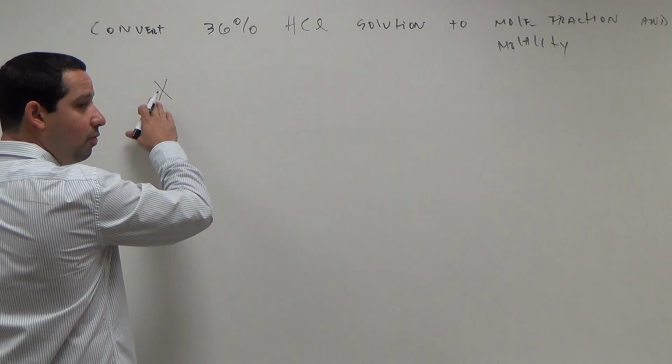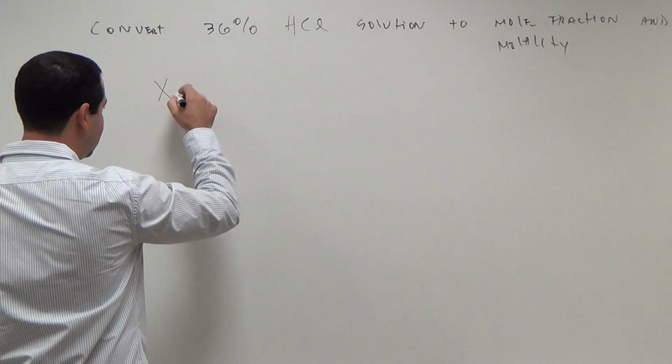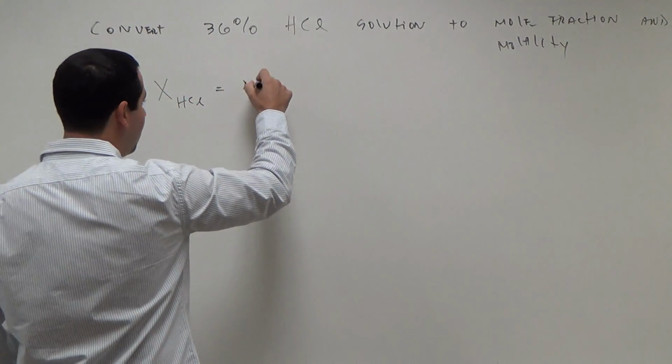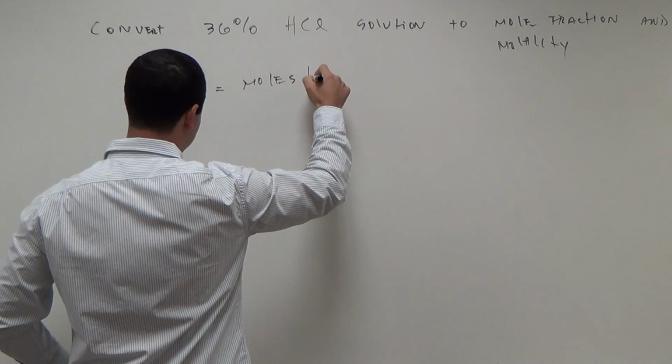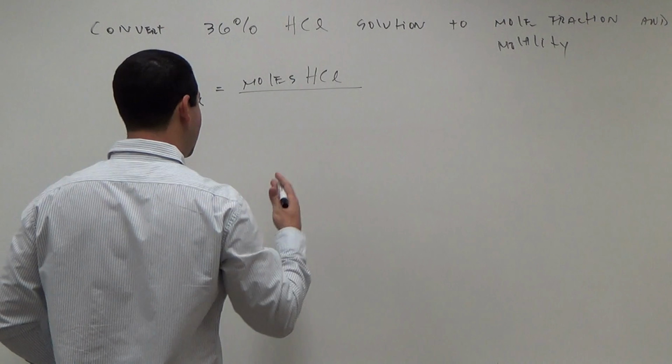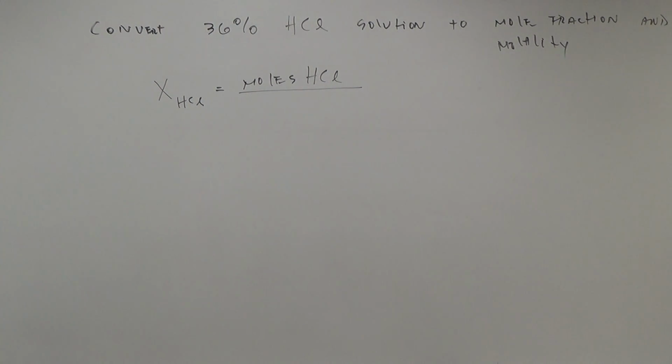So I want the mole fraction, which is X. Let's say the mole fraction of HCl is equal to moles of HCl plus... Now I have a problem writing total moles, because total moles means the moles of solute plus the moles of the solvent.